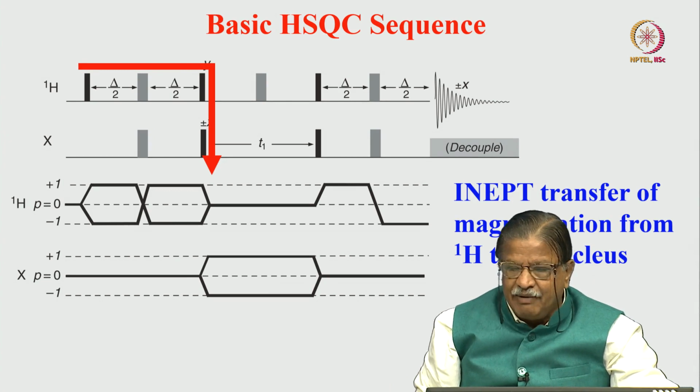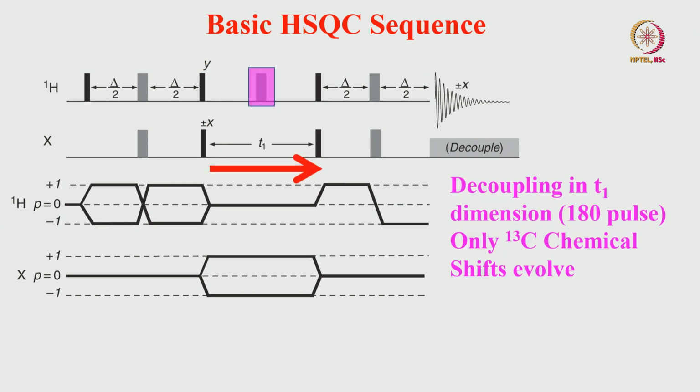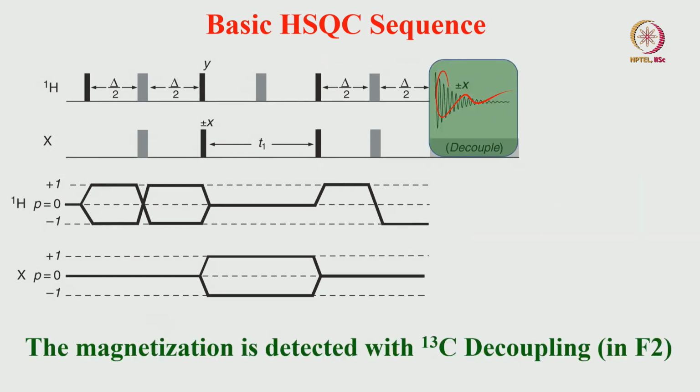We take the magnetization from proton and transfer to carbon by INEPT, and then allow it to evolve in the T1 period with a 180 pulse at the center, which causes decoupling of carbon and proton. Then take it back to proton and start collecting the signal. While collecting that signal, you are doing decoupling. Look at this. I am collecting the proton signal and decoupling carbon 13. What are you going to get? You get a decoupled spectrum.